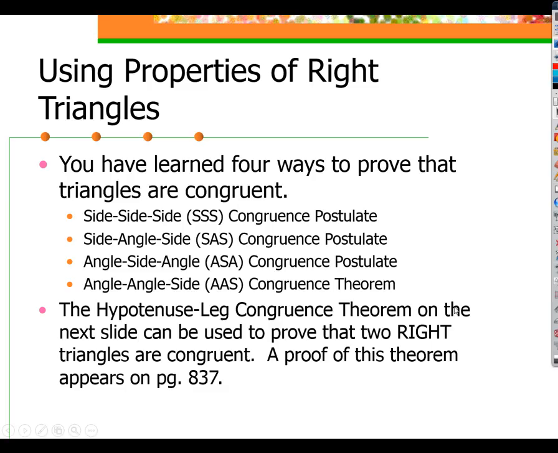Okay, so we got those. Here's the other thing I want to show you. Our book doesn't do this, but a lot of books do. It's something you want to be aware of, because you'll probably see this again in math. When we're dealing with right triangles, we can take our normal triangle congruence postulates and theorems and truncate them a little bit. We can make them easier to deal with. Now let's look at how that works.